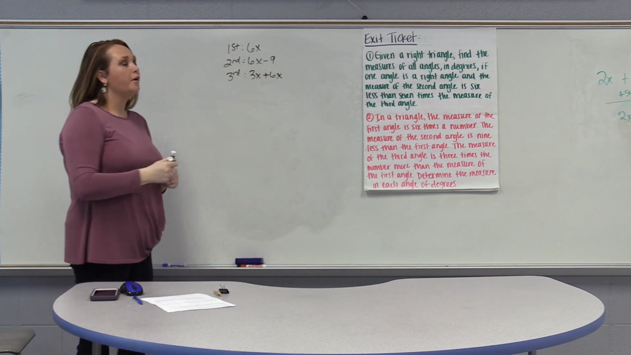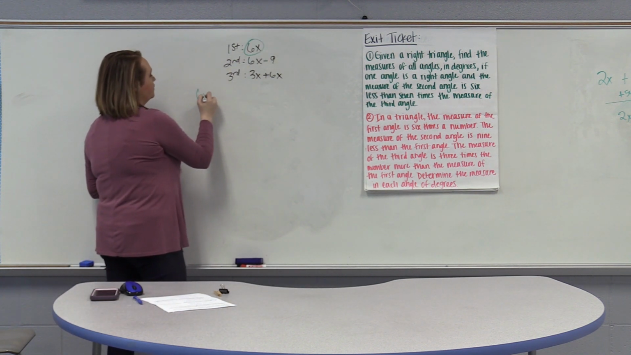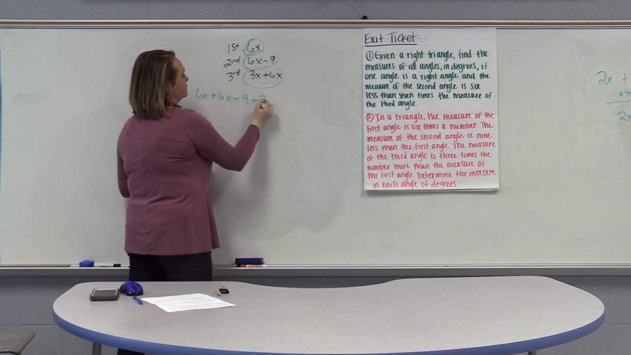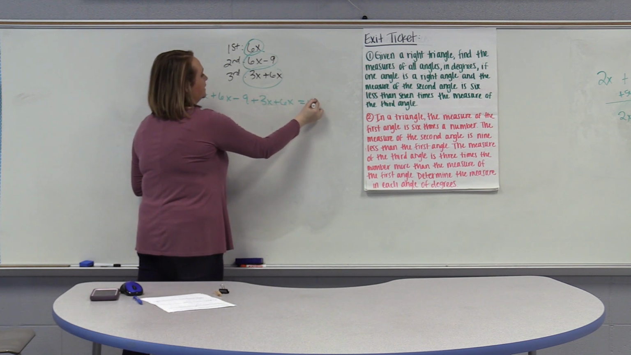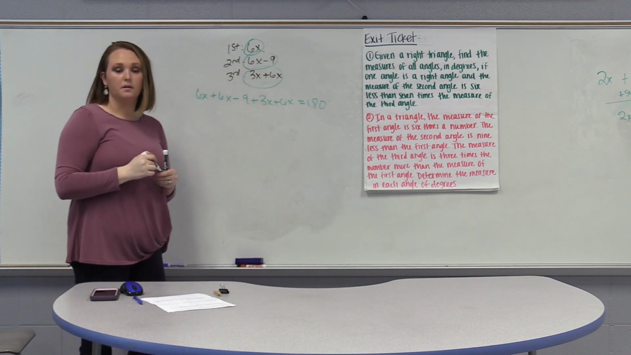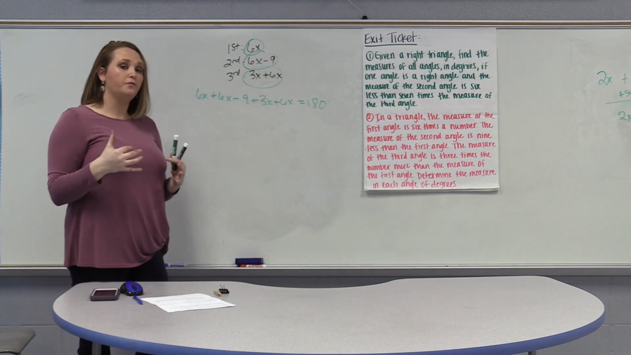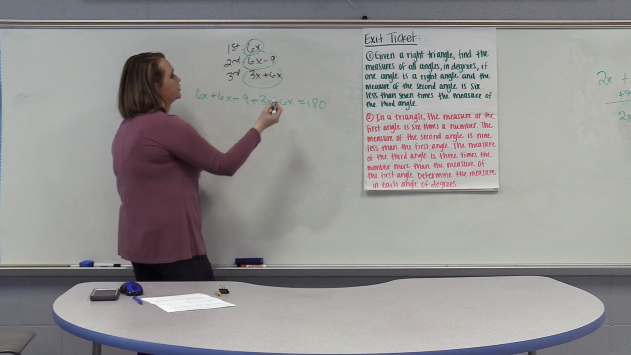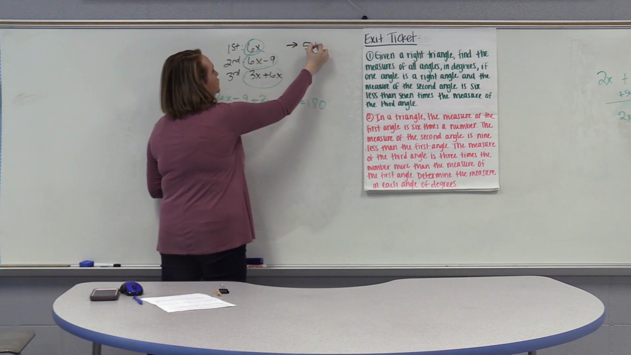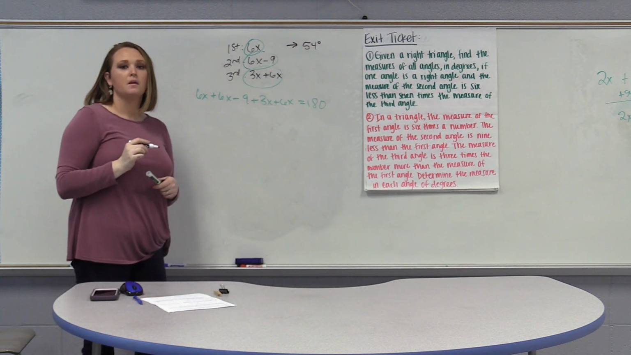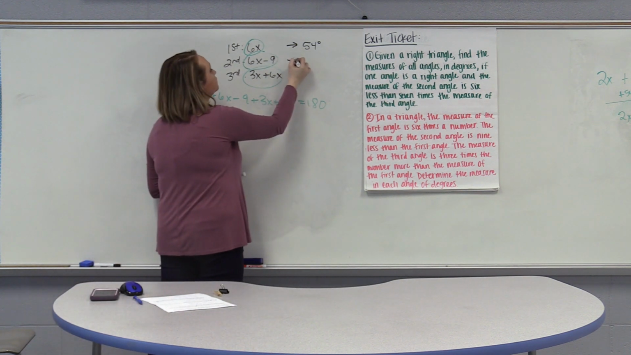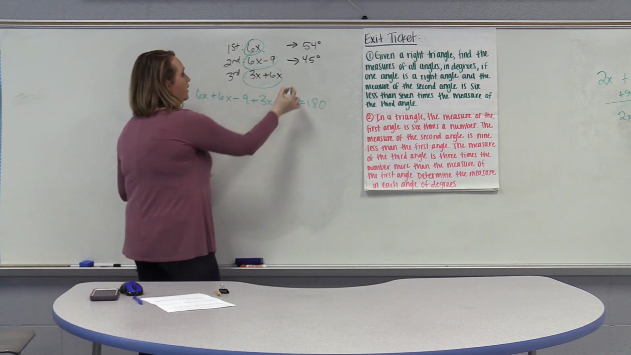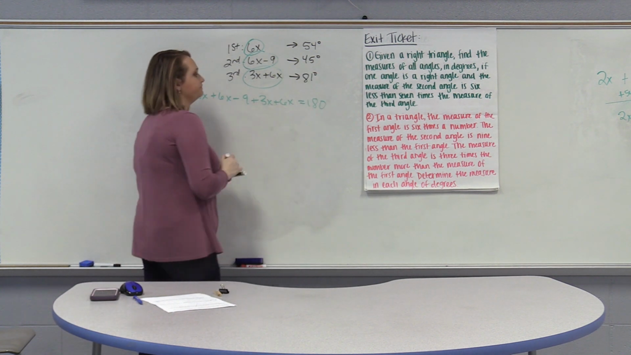Whenever you created your equation, you should have added all of these and set it equal to 180 degrees. When you do that and you solve for x and then use that value to plug it back in, here's what you should have got for each angle degree. The first one was 54 degrees. The second angle measure was 45 degrees. And then the third angle measure was 81 degrees.